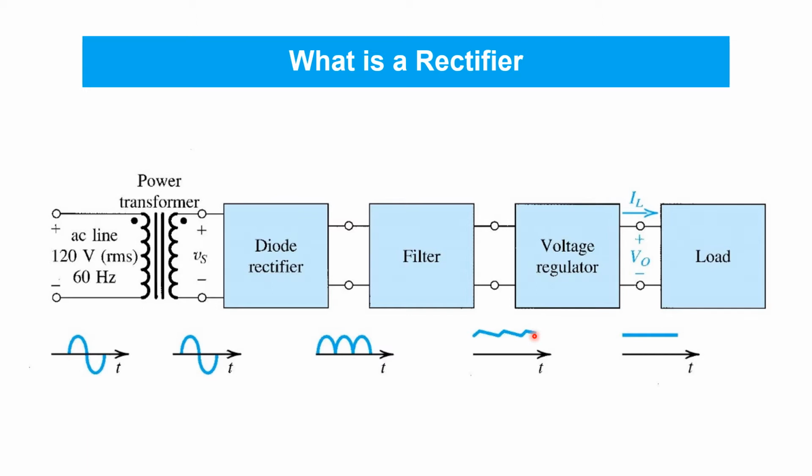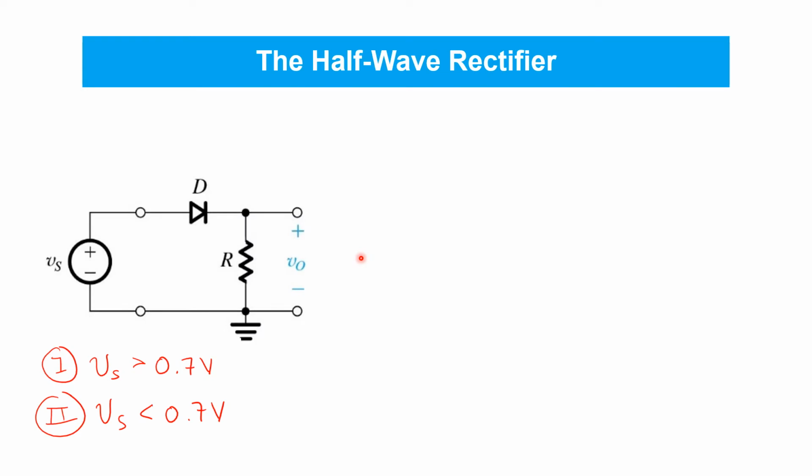Still, however, there's generally too much ripple at the output of the filter to be used directly by sensitive equipment. So very often, the filter would be followed by a voltage regulator. We can use a diode regulator here as well, or more commonly, we can use an integrated circuit regulator. You should already be familiar with the simple half-wave rectifier circuit shown here. It's called a half-wave rectifier because it only uses alternate half cycles of the sinusoid.